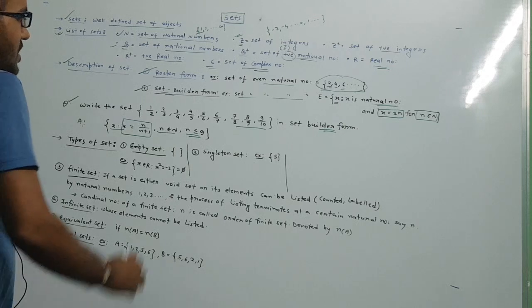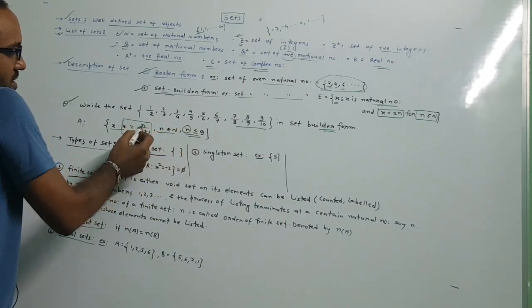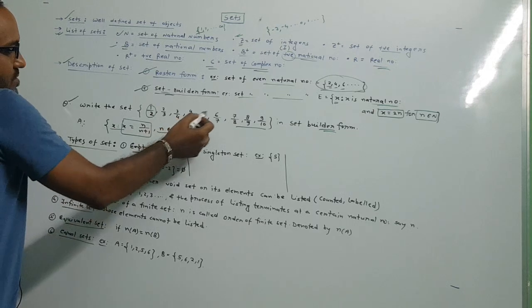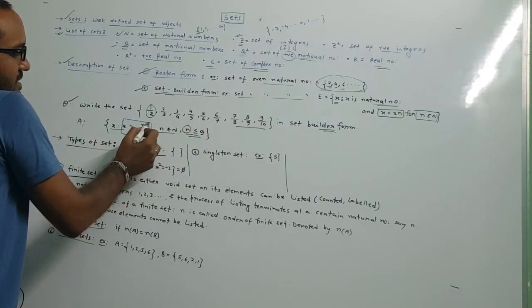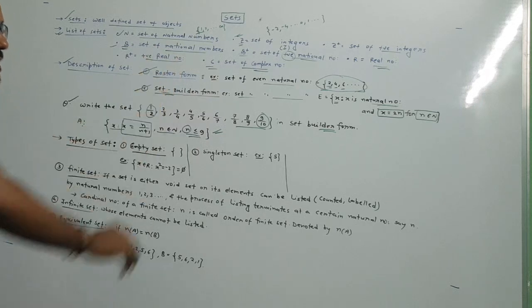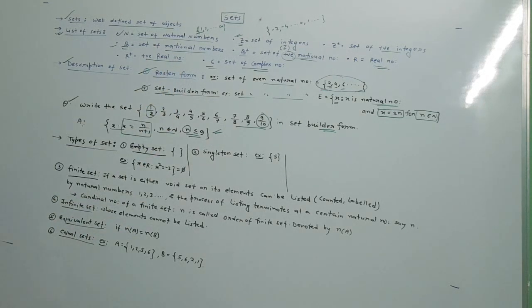So let's put n equals 1, then it should be 1 by 1 plus 1, that is 1 by 2. Then n equals 2, n equals 3, up to n equals 9. If n is 9, it should be 9 by 10. So this is the set builder form. It is extremely important.